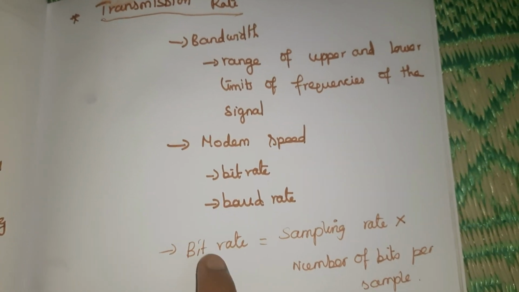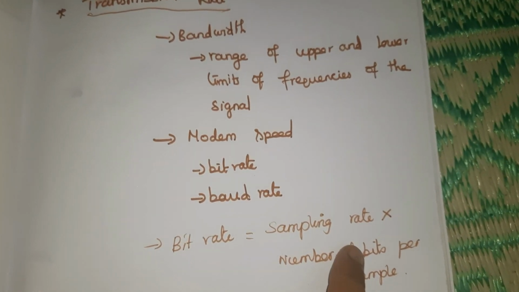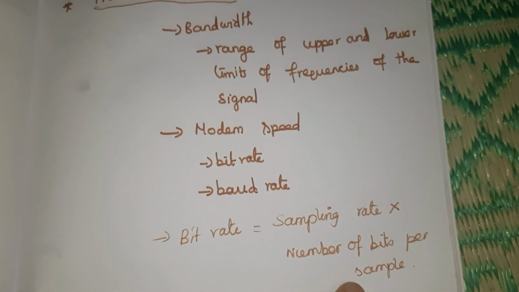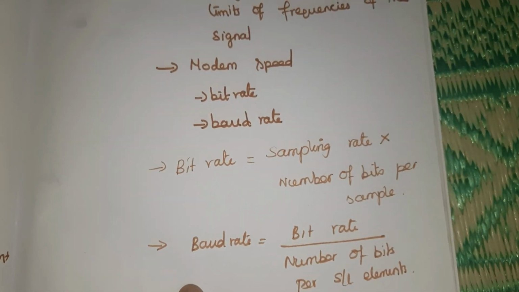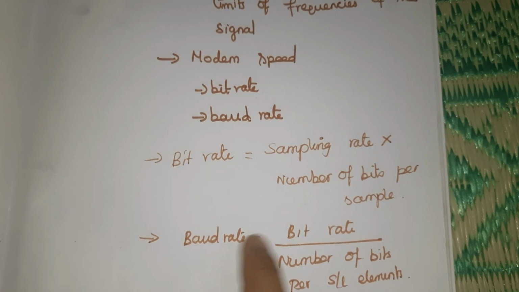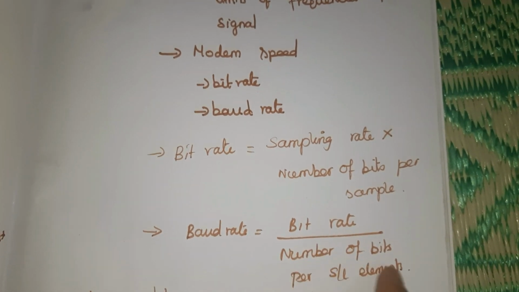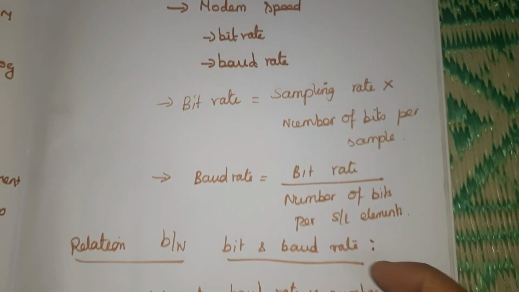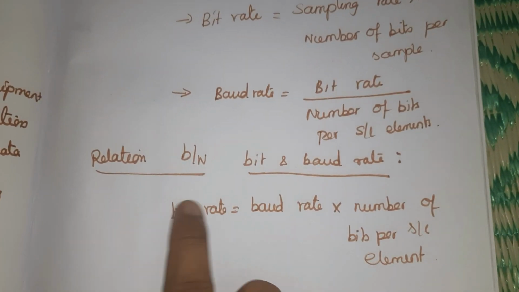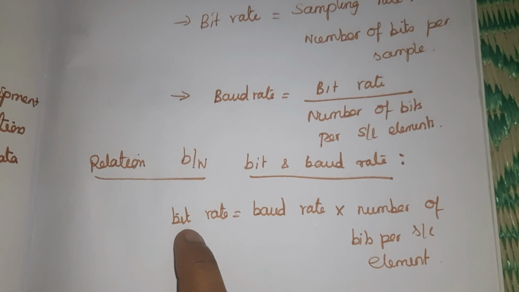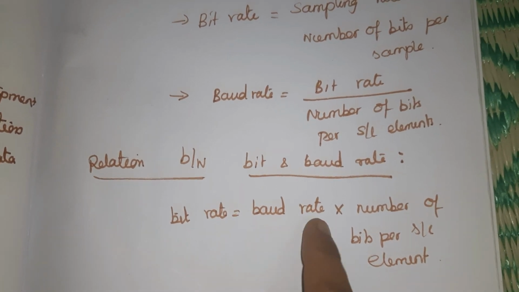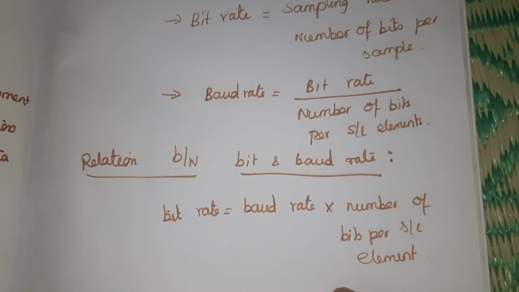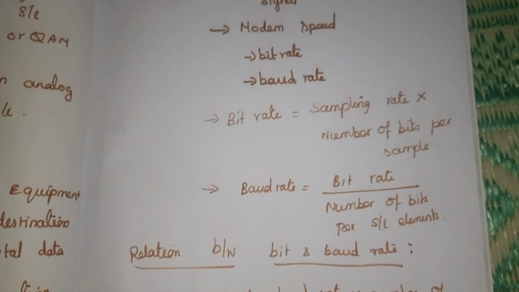It depends on bit rate and baud rate. Bit rate is equal to the sampling rate times the number of bits per sample. Baud rate is equal to bit rate divided by the number of bits per signal element. So the relationship between bit rate and baud rate is that bit rate is equal to baud rate times the number of bits per signal element, and we can solve problems related to this topic in our next video.